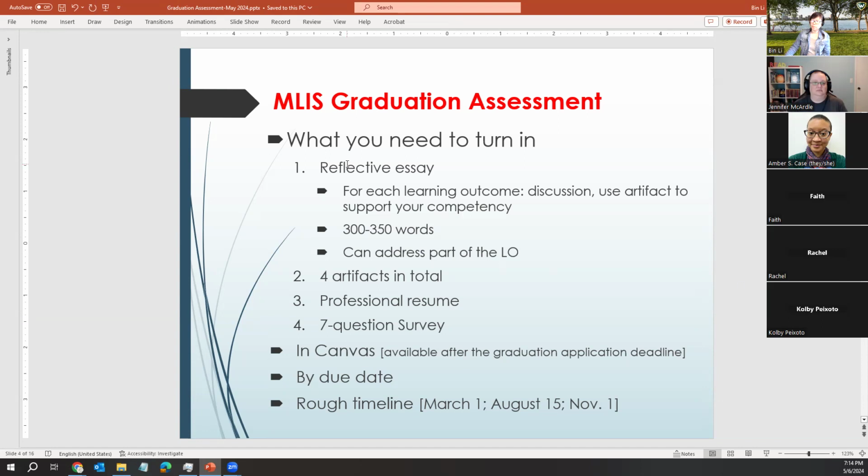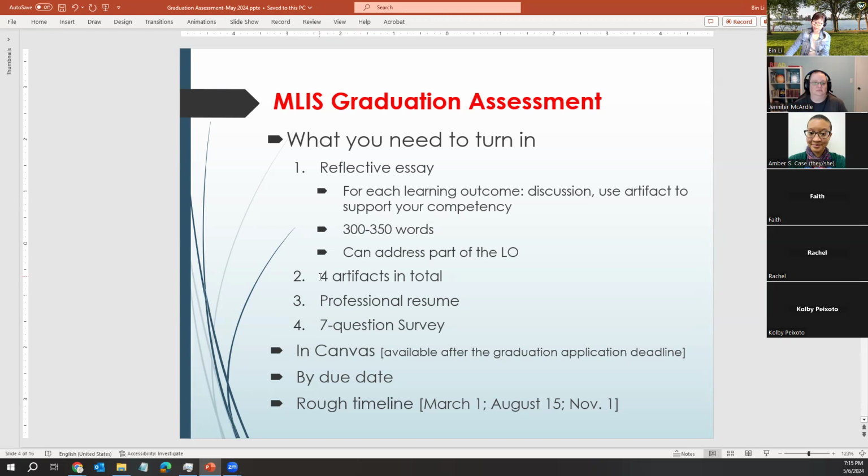So the reflective essay is the most important piece, the one faculty will put the majority of our attention on. That's how we evaluate your competencies: how you talk about the learning outcomes, how you discuss the artifact in relation to the learning outcome, and your structure and your language. And so nice, thank you, Amber, for answering questions there.